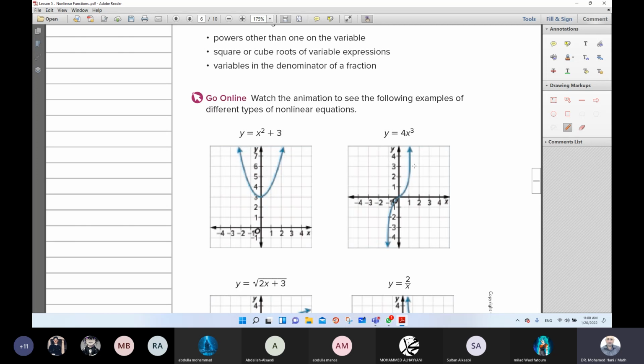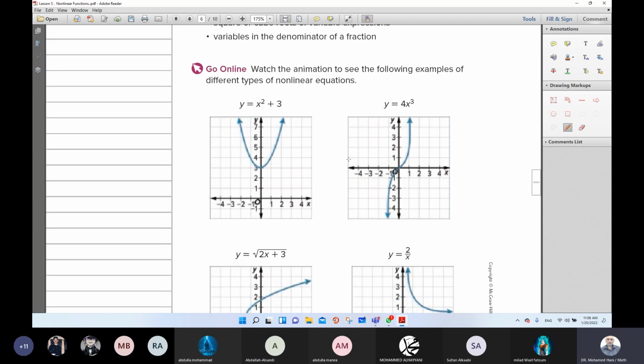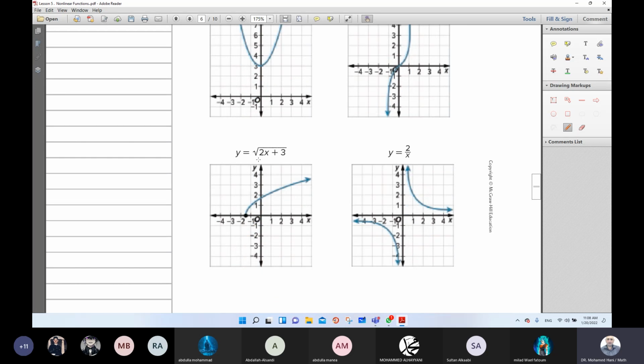So as you see the graph here, non-linear. If you have square root or cube root, means non-linear. So as you see here, non-linear. If you have a fraction and the denominator will be variable, so means non-linear. As you see this graph, non-linear.